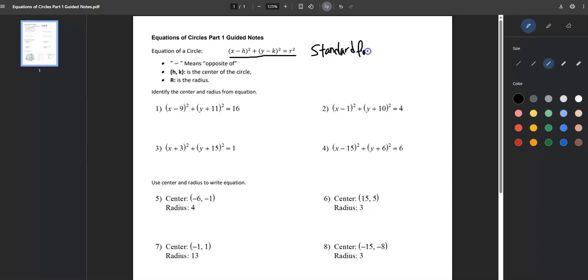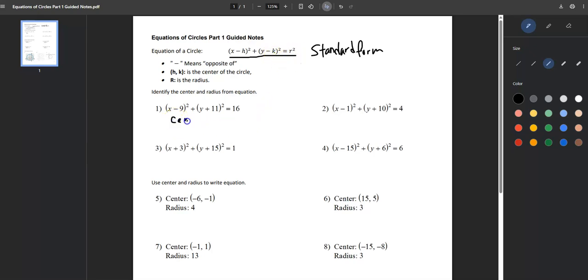We're going to learn about general form tomorrow or the next day. So this is standard form. What I want you to be able to do is identify where the center is, which is going to be in this H and K. That means this is how far it's moved left to right, this is how far it moved up and down. And then there's your radius, how big it is.